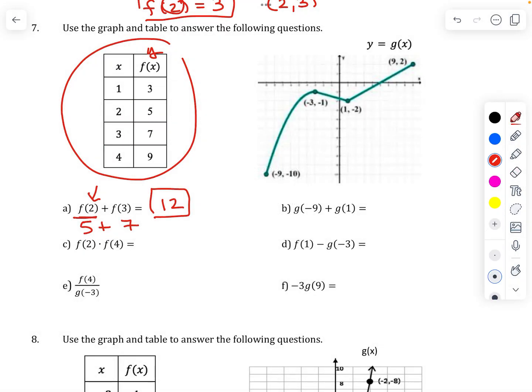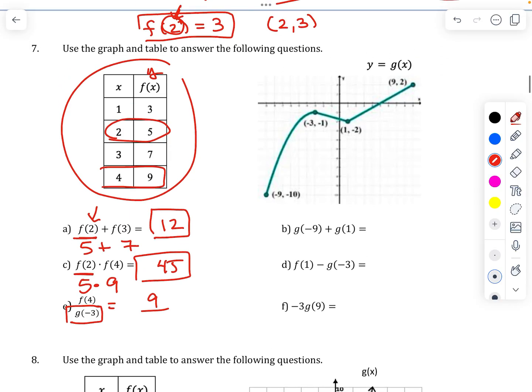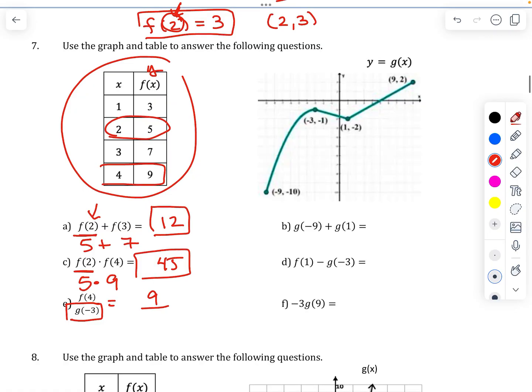Same thing. So here we want f of 2. The y value is 5. This time I'm going to multiply with f of 4, which is 9. So this gives me 45. Okay. This one here, I'm going to start with f of 4, which is 9. But notice the bottom is g of negative 3. The table is f. The g is over here.